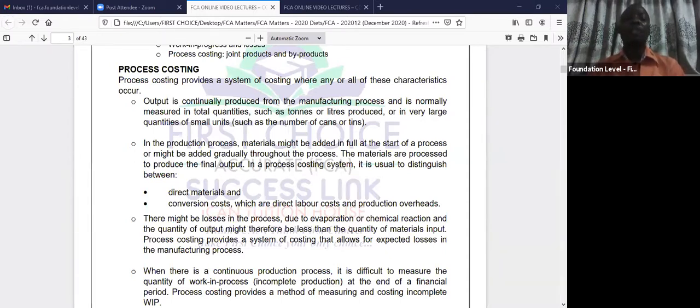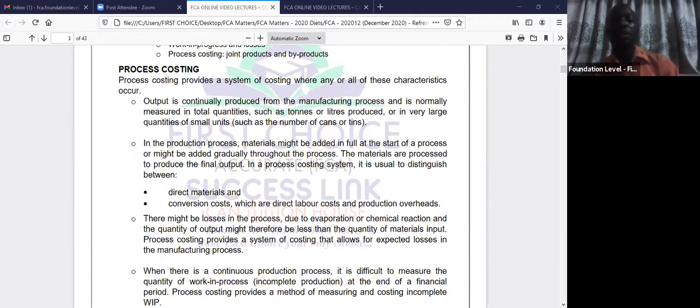Another characteristic is that as you are converting the direct materials to final outputs, there might be some losses due to evaporation or chemical reaction. Let's say you are making perfume. And so you put maybe 20 liters of ingredients, direct material. They are all liquid. And let's say due to the chemical process, 1 liter got evaporated and your final output is 19 liters. So losses could be experienced during the manufacturing process. It's allowed. So the system allows for expected losses. The expected losses could be calculated and you will know how many you are expected to lose. So if it goes above that, it is now abnormal loss.